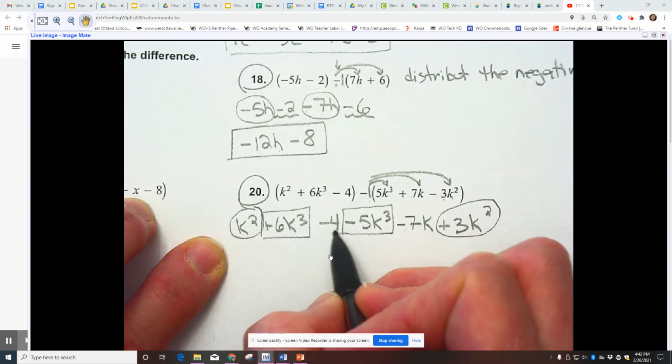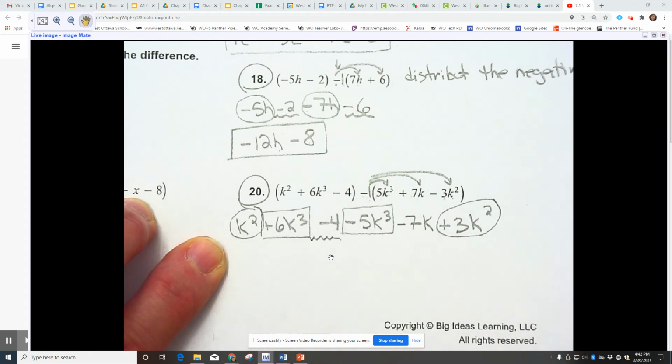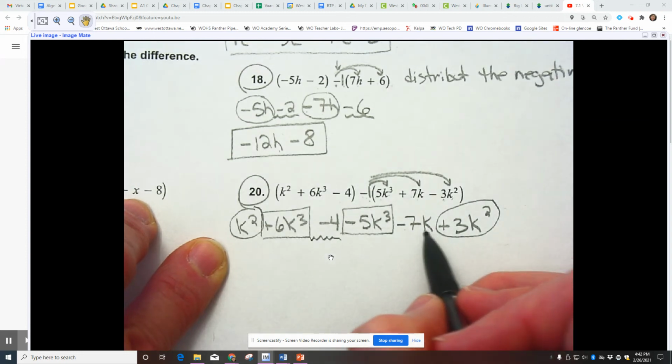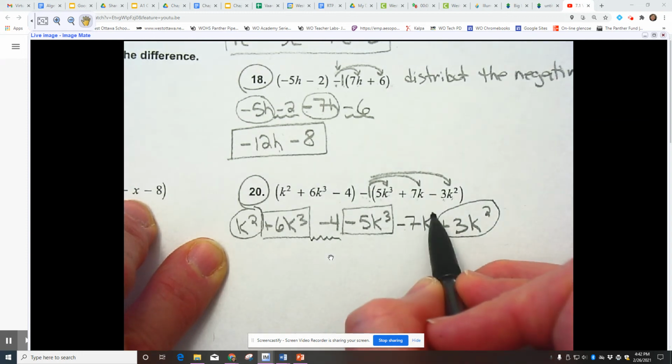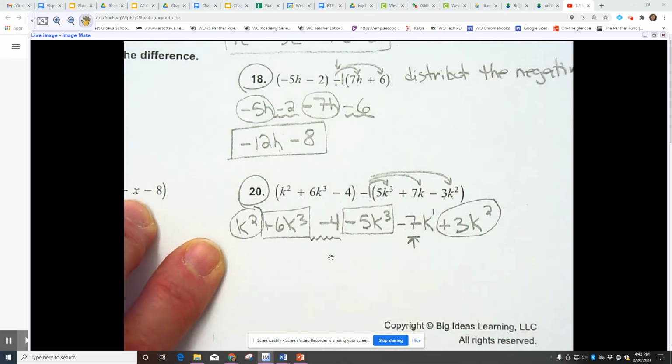This is a constant term. It doesn't look like I have another one of those. Squiggly underline. Maybe you want to do a triangle, whatever you want. And then this is a k to the first power. That's also the only one of those I have. I'm just going to put an arrow under that guy.